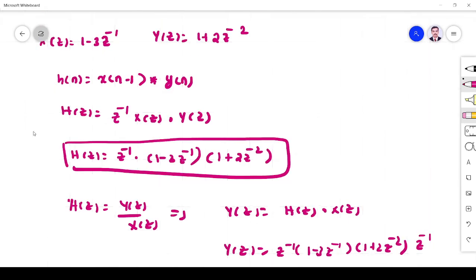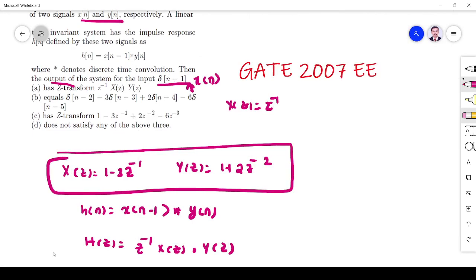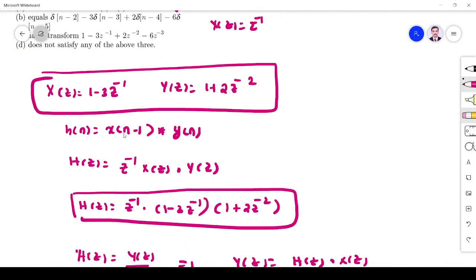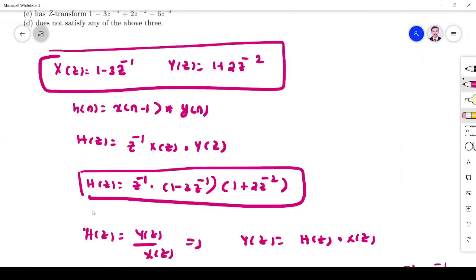So what they are asking is, when the input is δ[n-1], what is our output? From X(z) and Y(z), I find H(z). So h[n] is equal to the convolution between x and y, as they have given. So for that I get this answer. So the impulse response I got.